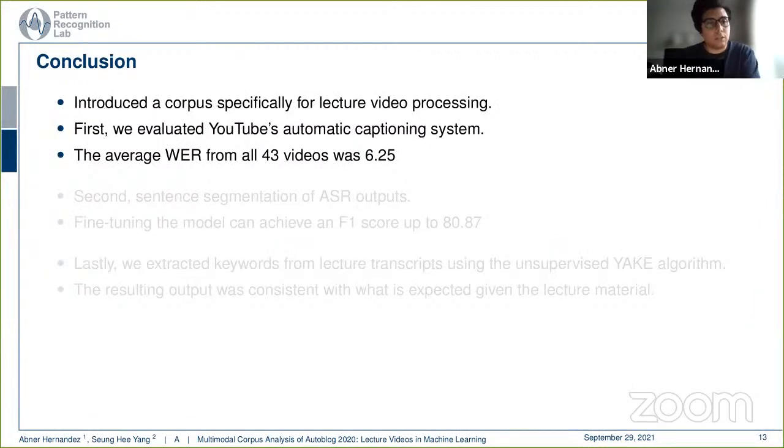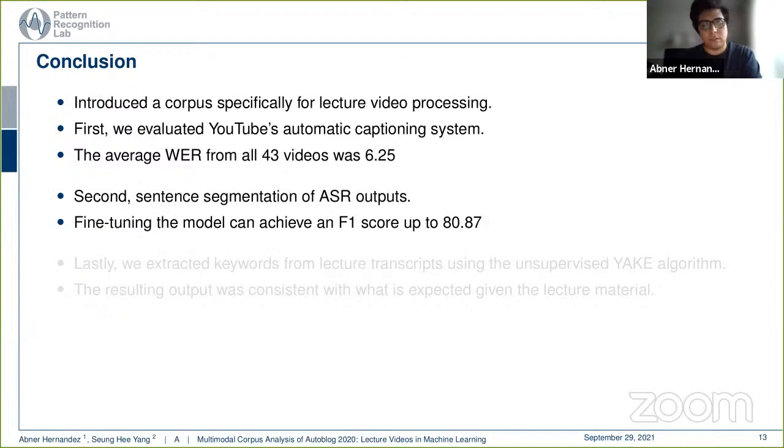So in conclusion, we introduced a corpus specifically for lecture video processing and for the development of a video-to-blog system. We evaluated YouTube's automatic captioning system, which ended up having an average word error rate of around 6.25% across 43 videos.